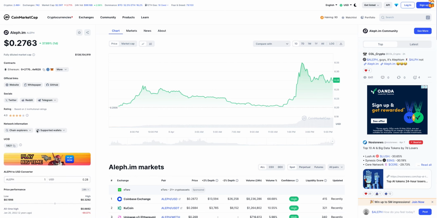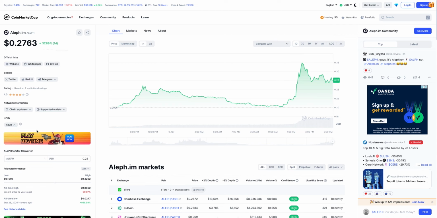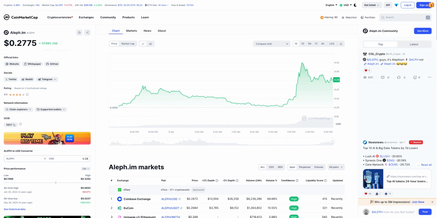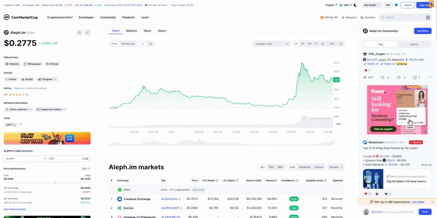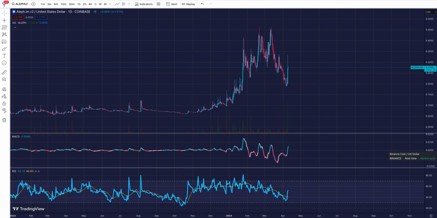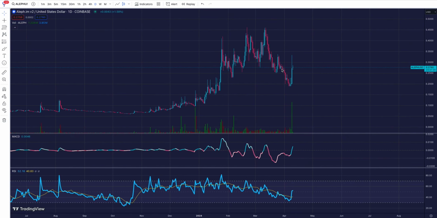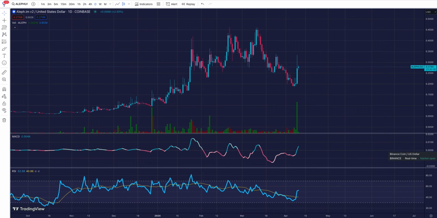And let's see the all-time high. We're having an all-time high of about 86 cents. Right now, we're at 28 cents. And this is the chart. So, essentially, to reach its all-time high, it would have to triple, which is nice for your money if you're investing into Aleph. Let's look at the chart now.